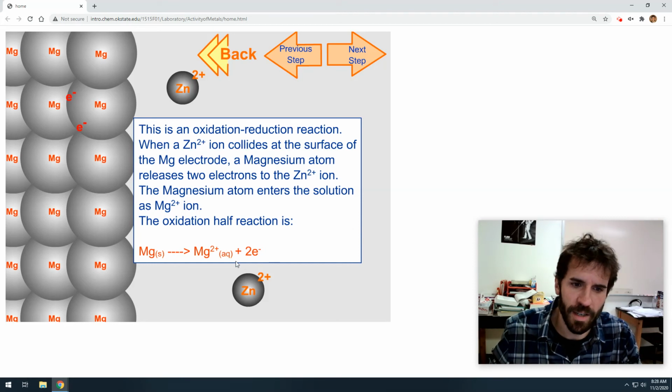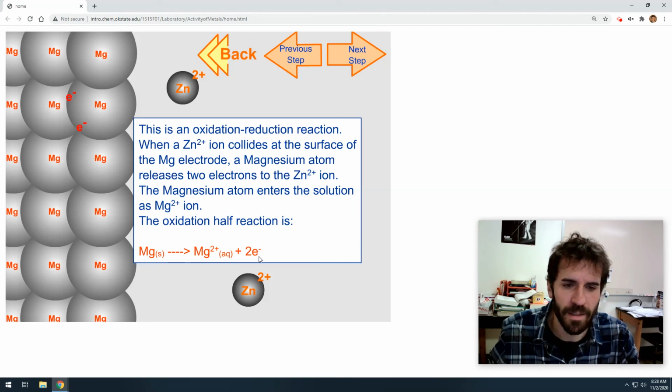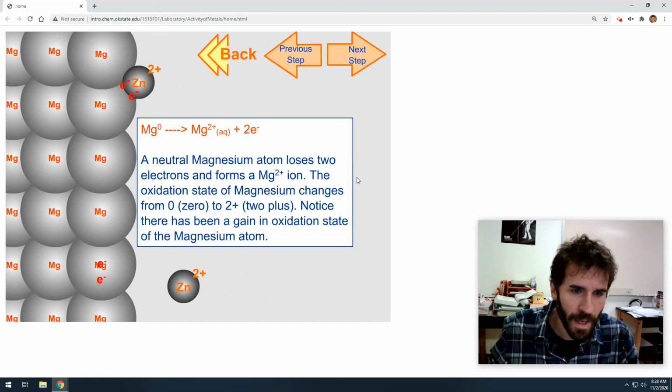The oxidation half reaction, so oxidation is losing electrons. This is the half of the reaction where the magnesium is losing its 2 electrons and converting to an ion. And then a neutral magnesium atom loses 2 electrons and forms an Mg2+ ion. The oxidation number is changing.